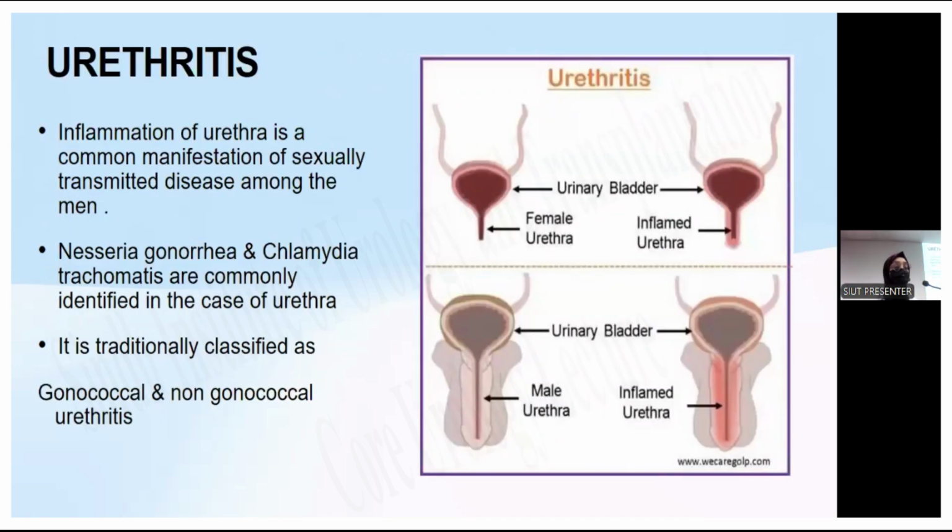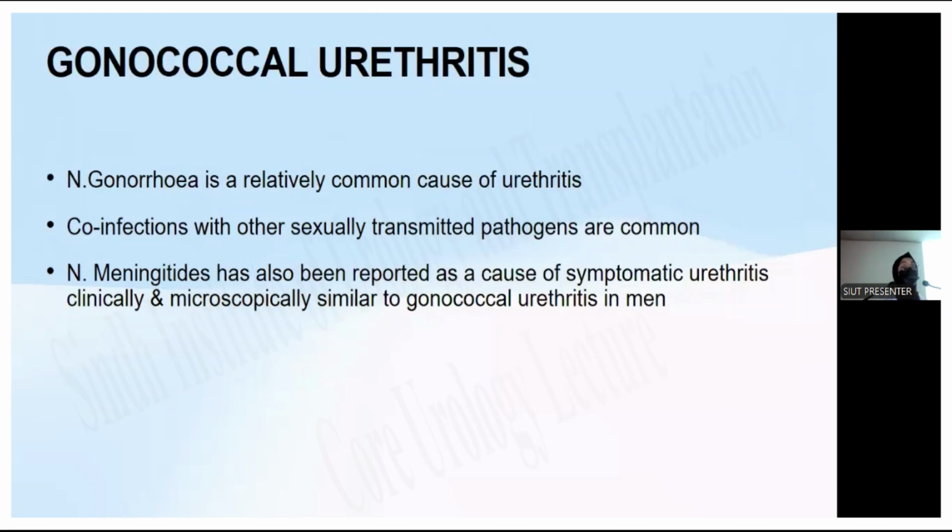Beginning with urethritis, it is an inflammation of the urethra, which is a very common manifestation of mainly the sexually transmitted diseases, with Neisseria gonorrhea and Chlamydia trachomatis being the most commonly identified organisms. It is primarily classified into two types, gonococcal and non-gonococcal urethritis.